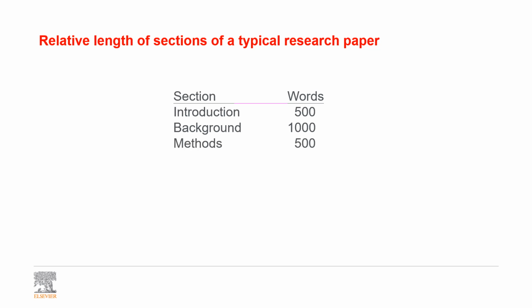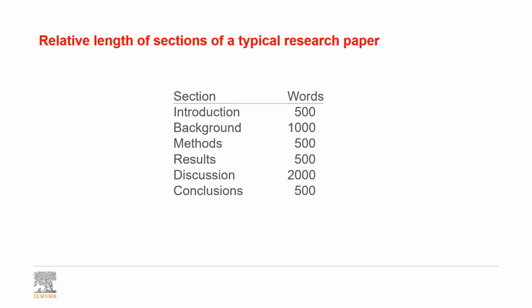Methods shouldn't take too much room unless they're very intricate and unusual. 500 words should do. Results, again, as short and snappy as possible, around 500 words. Leave room for your discussion of around 2,000 words. And perhaps a conclusion of 500 words or less.